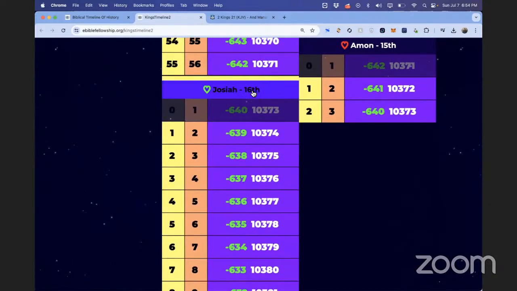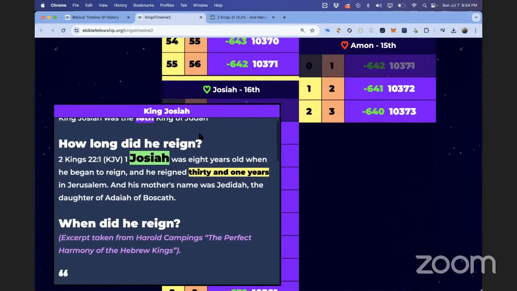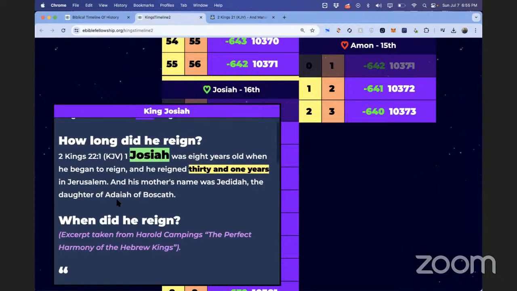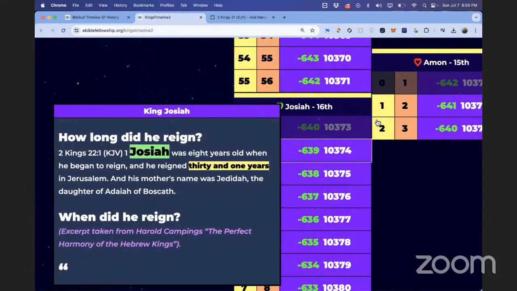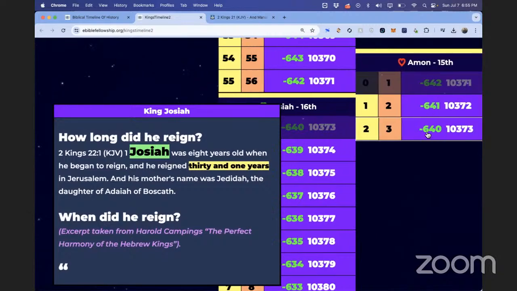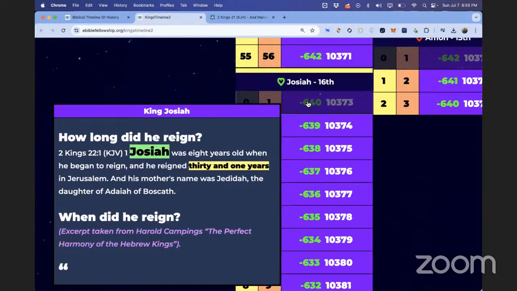So here we're at Josiah. He's the 16th king, and I guess I'll read this. King Josiah was the 16th king of Judah. How long did he reign? 2 Kings 22 verse 1. Josiah was 8 years old when he began to reign, and he reigned 31 years in Jerusalem, and his mother's name was Jedidiah, the daughter of Adiah of Boskath. So if Amon died in 640, that means this would have been the year that Josiah takes over. So that's why we place him in 640.